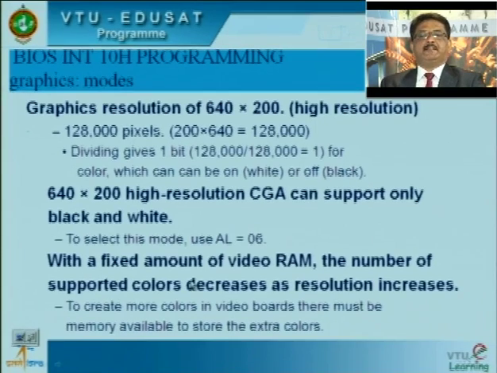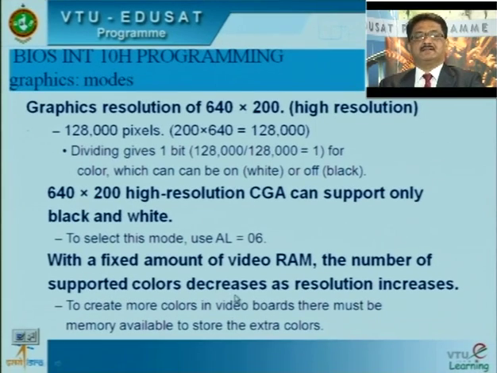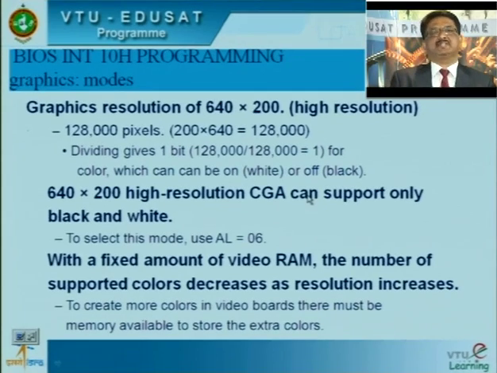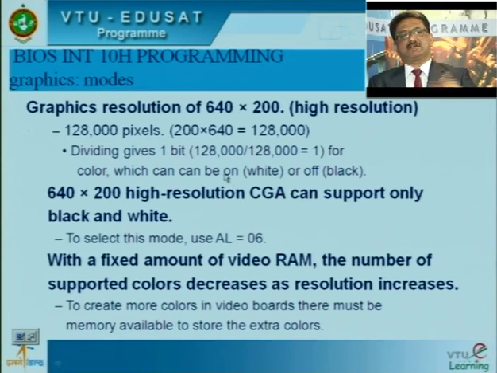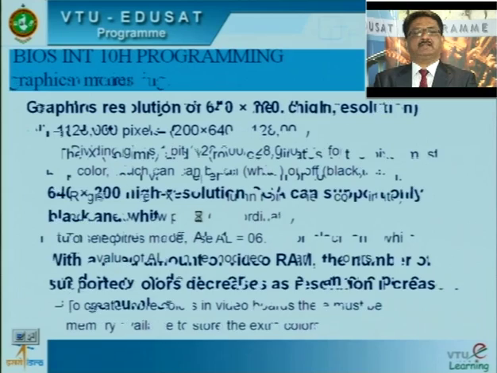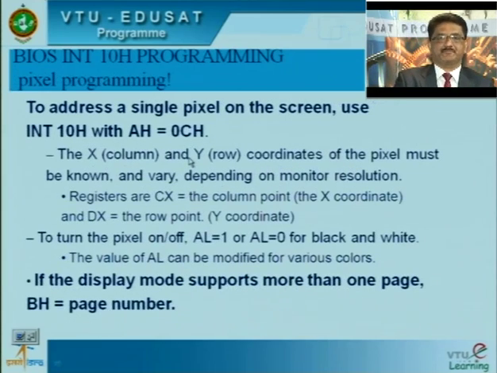With a fixed amount of video RAM, the number of supported colors decreases as the resolution increases. If the clarity of the picture increases, that is, the pixels increase, automatically the number of colors supported decreases. Now, we have understood the moderate resolution, high resolution, text mode and graphics mode monitors. This is the fundamental concept that we need to understand when we are trying to play with the monitors.